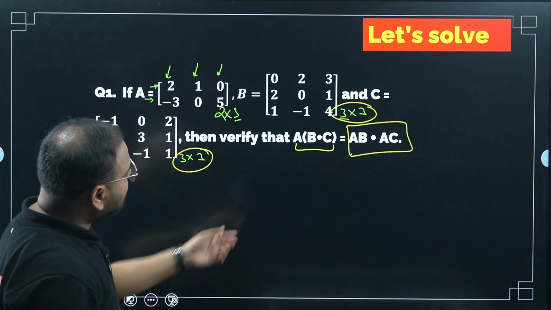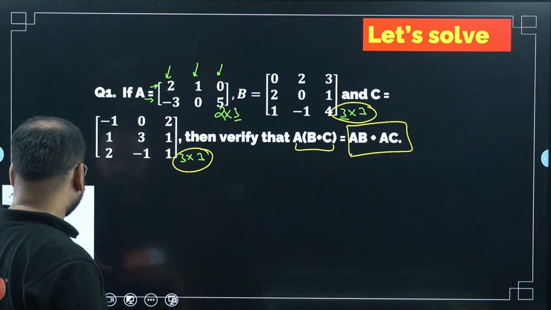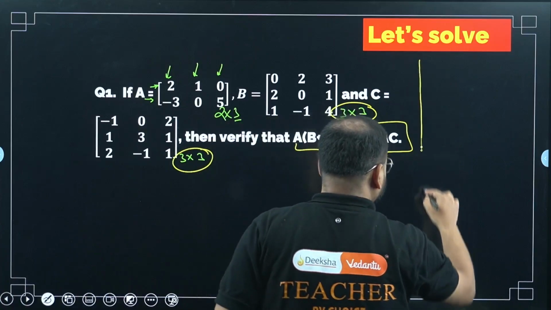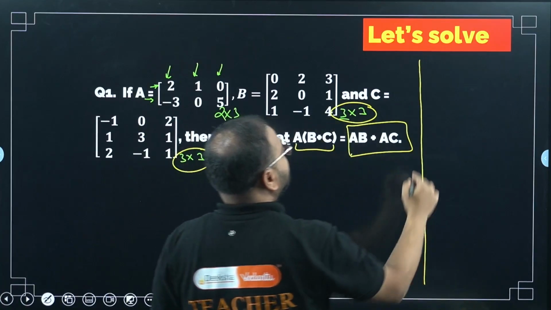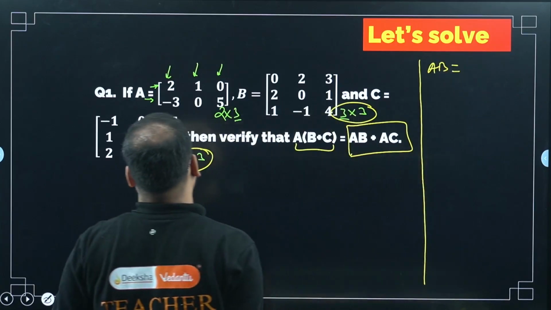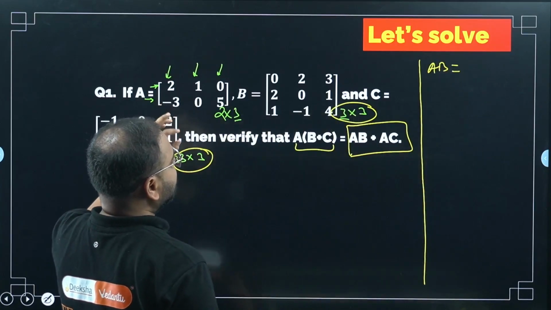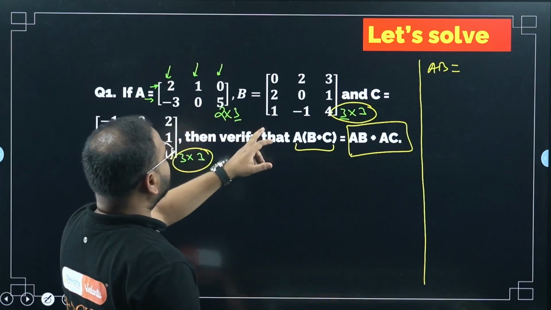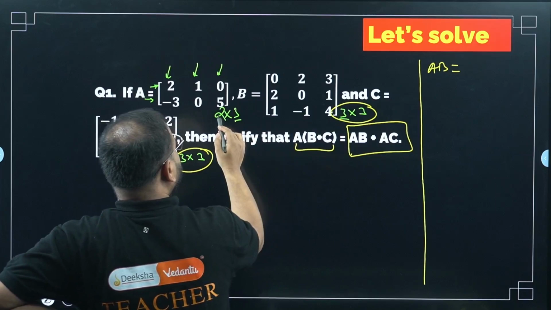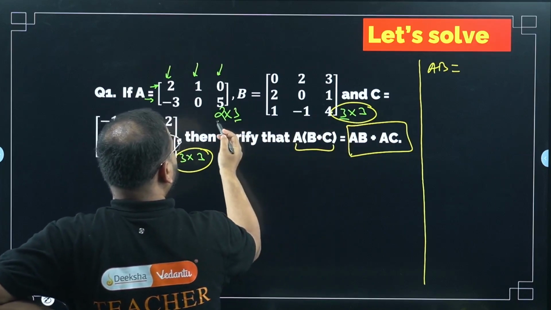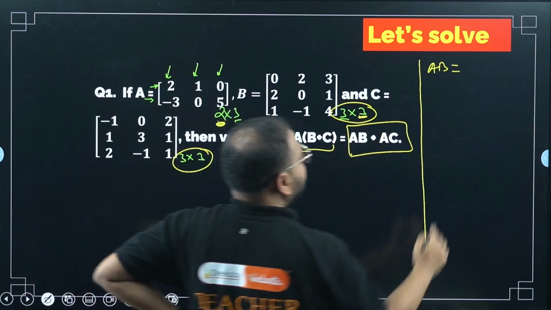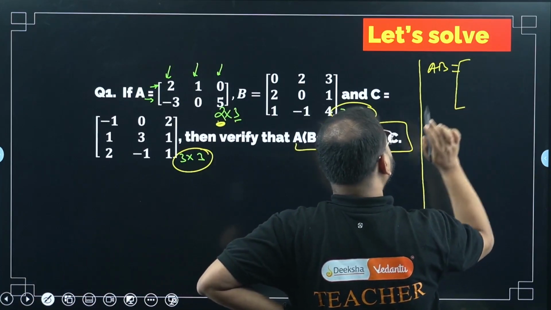Alright, sir. So let's take the RHS part first. I'm going to do it here only. So we are doing AB first. Multiplication of AB. So what is A going to look like? Check here. So what is the order of the result of AB? It will be 2 cross 3 only, because the 3 and 3 are common, and the 2 and 3 remain. So AB will be 2 cross 3 only.